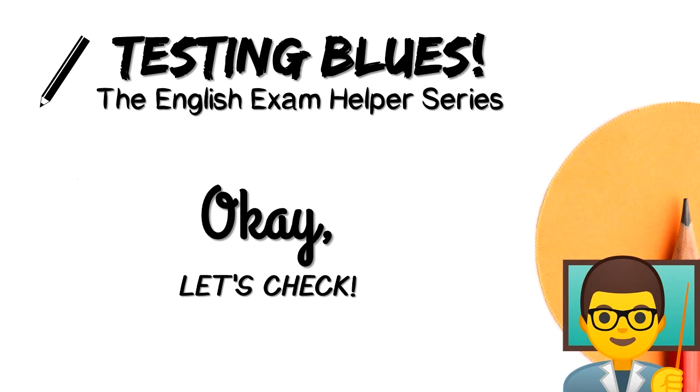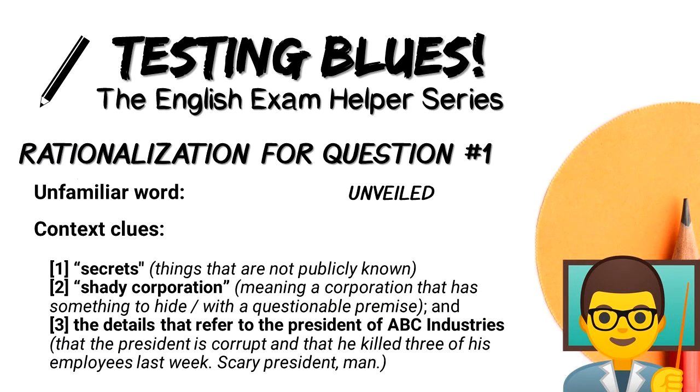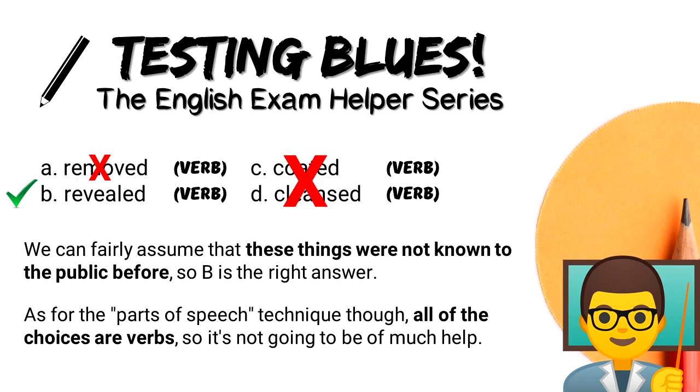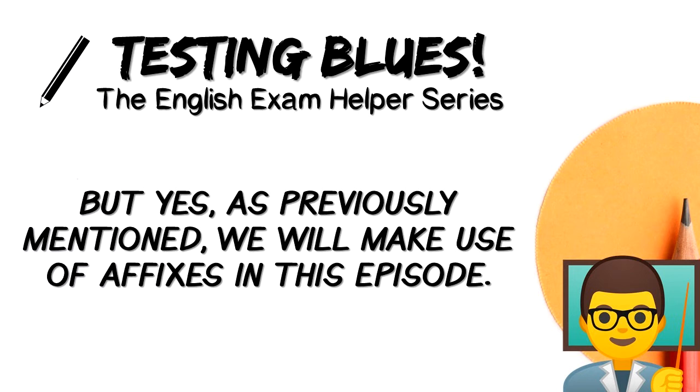Okay, let's check. We can still use what we learned in the previous episodes to answer this question. The context clues are secrets, shady corporation, and the details that refer to the president of ABC Industries. We can fairly assume that these things were not known to the public before, so B is the right answer. As for the parts of speech technique though, all of the choices are verbs, so it's not going to be of much help in this one. But yes, as previously mentioned, we will make use of affixes in this episode.